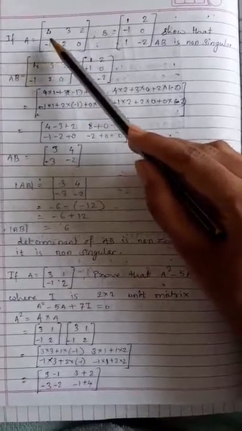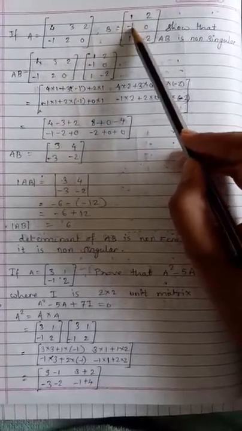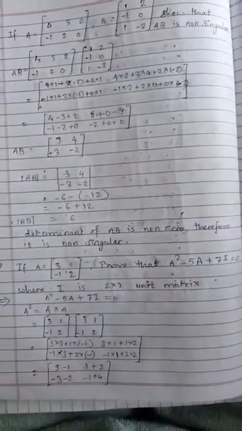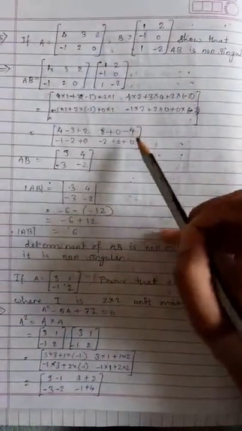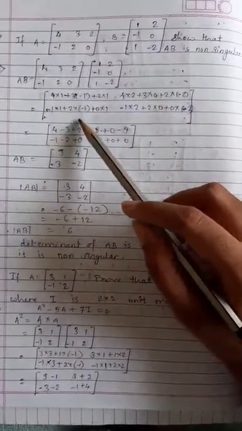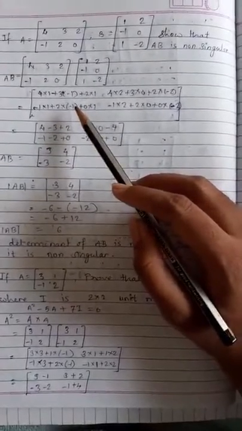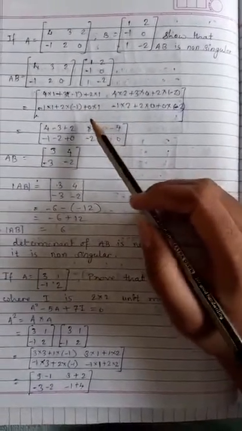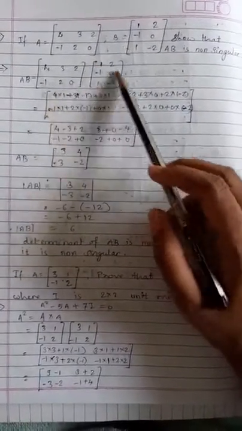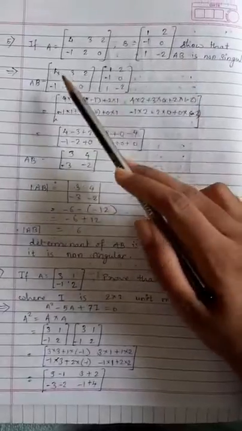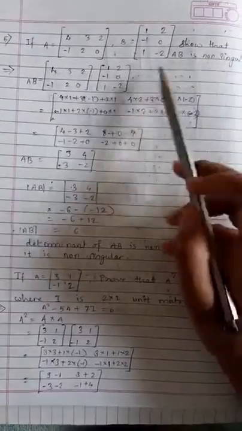If A is equal to [4 3 2; -1 2 0], B is equal to [1 2; -1 0; 1 -2], show that AB is non-singular. We have to show that AB is non-singular. We know what a singular matrix is. When its determinant is 0, it is called a singular matrix, and when its determinant is non-zero, then it will be non-singular. So first we will do multiplication of these two matrices AB, because we have to show that AB is non-singular.